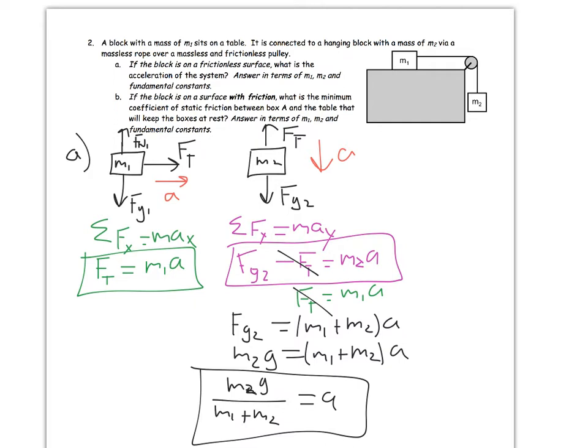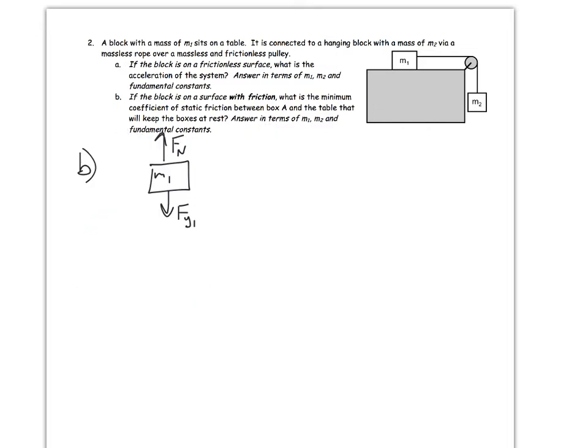Situation B is actually a completely new situation. So I'm going to go back and start with my free body diagrams because now we have friction and now we're keeping the boxes at rest. So for box 1 in part B, we still have the normal and the force of gravity. And we still have that force of tension going to the right, but now we have a force of friction going back to the left, and we're not moving, so our acceleration is 0.